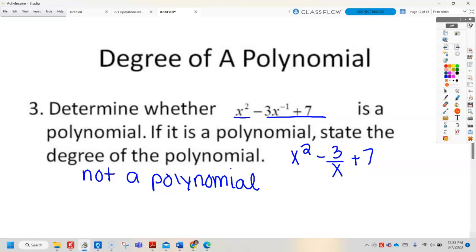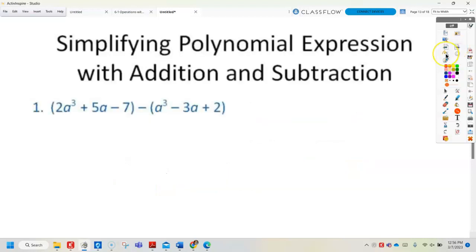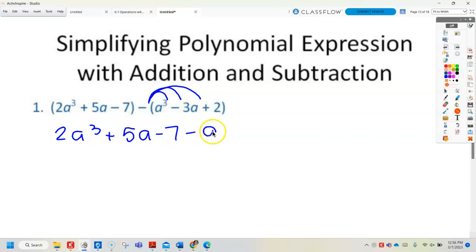The last part is, can you add and subtract like terms? So, I know I'm hearing a lot of no's, so I'm nervous. We're going to distribute our negative. That's always the trick, right? Everybody forgets to distribute the negative to every term. So you have 2a cubed plus 5a minus 7 minus a cubed plus 3a minus 2.